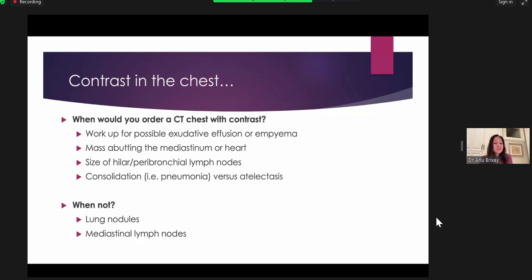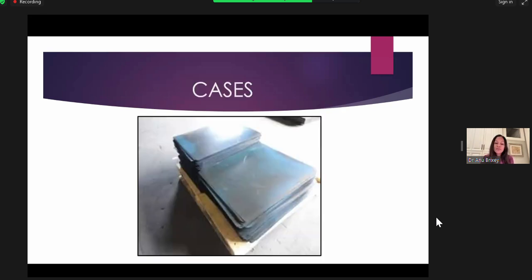You also typically don't need contrast to look at mediastinal lymph nodes. Again, this depends on how good of a CT scanner you have. If you have a CT scanner that's over 32 slices, or definitely 64 slices, you should have a good enough scanner to look at the mediastinal lymph nodes without contrast. In almost all of our cases, we don't order contrast in that setting, unless we're concerned about malignancy and that there may be more lymph nodes in other places. But usually we start out with a non-contrast.